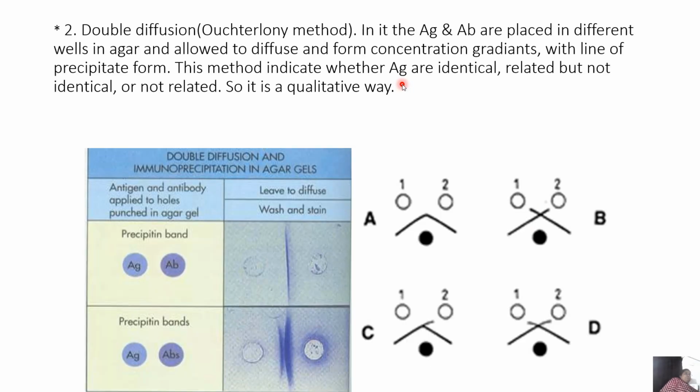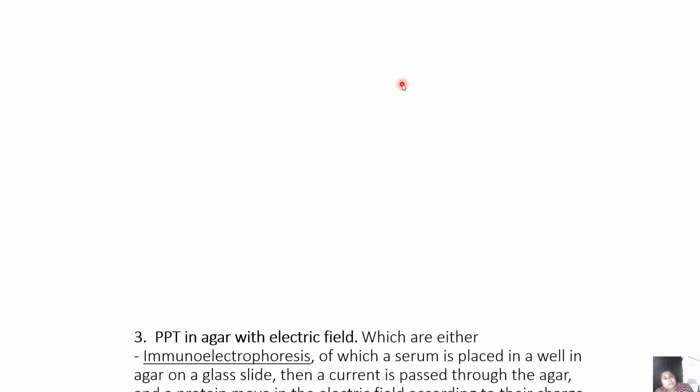Then for double diffusion, which is also known as the Ouchterlony method, the antibody and the antigen are placed in different wells in agar and allowed to diffuse and form concentration gradients, right? With a line of precipitate formation. So this method indicates whether antigens are identical, related but not identical, or not related. So it's a qualitative view.